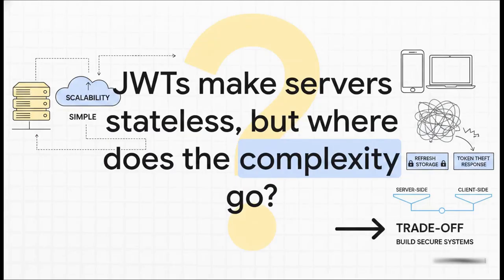So I'm going to leave you with one last question to chew on. We say that JWTs make our servers stateless, which is awesome. It simplifies things on the back end. But that complexity, it doesn't just disappear into thin air. It moves. Now the client is responsible for managing tokens. We have to worry about refresh token logic, secure storage on the browser. That complexity has been shifted. There's no free lunch in software architecture. Understanding that trade-off is what separates good developers from great ones.